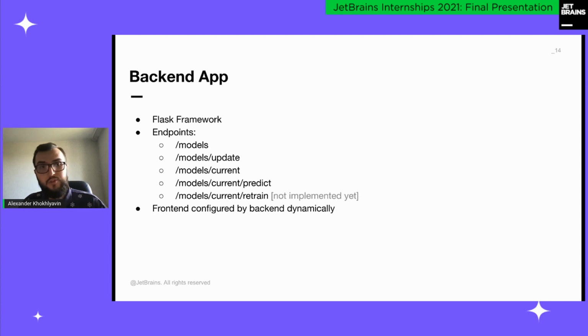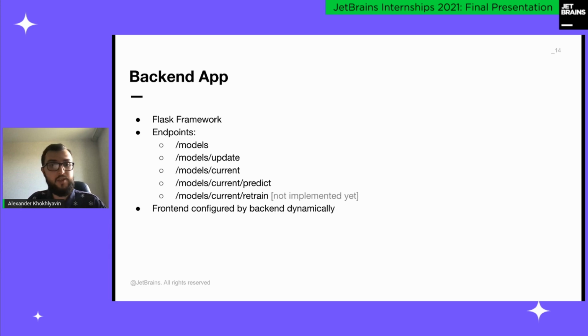Backend time. We use the Flask framework to build the application backend. Here are some endpoints. Models, to see the full list of available models. Model/update, to use some model. Model/current, to get info about the currently used model. Model/current/predict, to get indexing time based on a filter set. Model/current/retrain, to retrain our model using new data, which is not implemented yet.